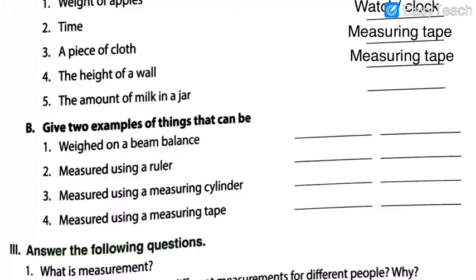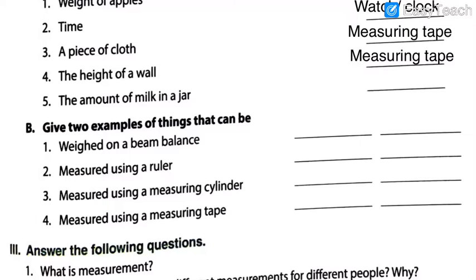Give 2 examples of things that can be, number 1, weighed on a beam balance. What can you weigh? Name any 2 things which you can take the weight of on the beam balance. Your time starts now. 5, 4, 3, 2, 1 and 0.